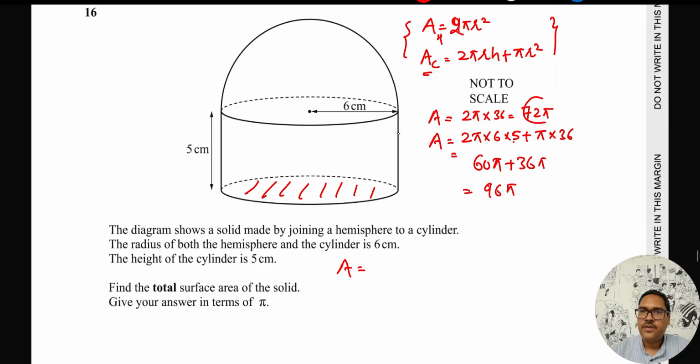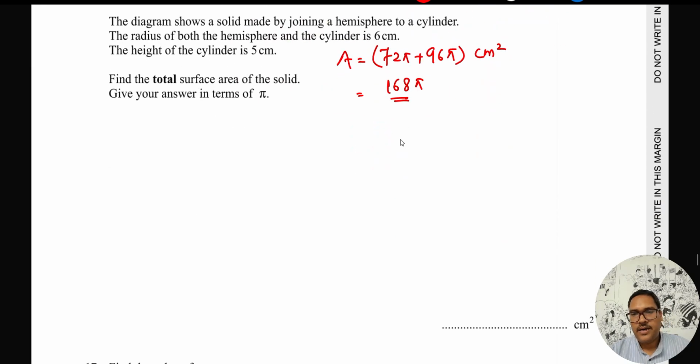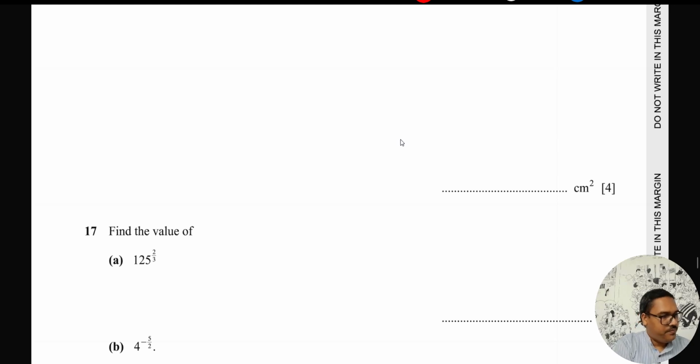So what is the total final answer? Just add this and this. So this is 72 pi plus 96 pi, centimeter square, correct? So this is 8 and this is 16 pi. So what is the answer? 168 pi. So let's check the answer. 168 pi. Yeah, 168 pi is the correct answer.